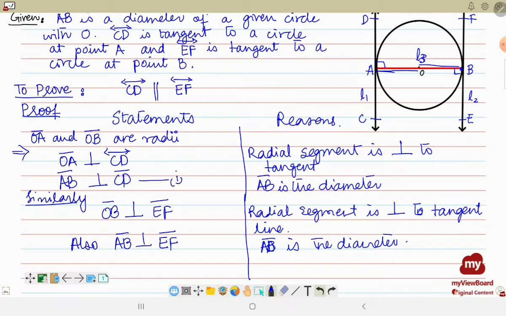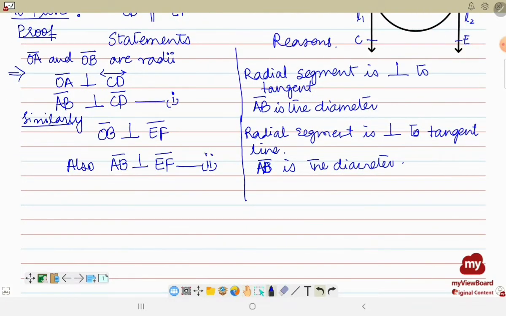So if we call this equation 1 and this equation 2, that AB is perpendicular to CD and AB is also perpendicular to EF. So this implies that tangent CD is parallel to tangent EF, and this is from 1 and 2, right?